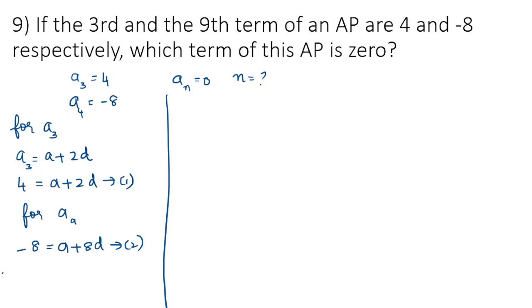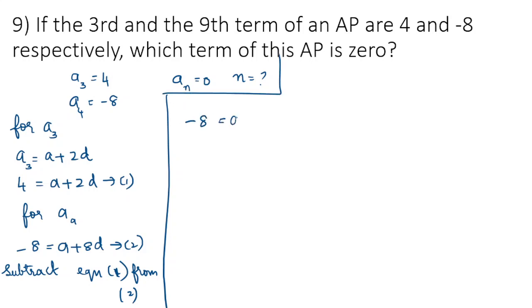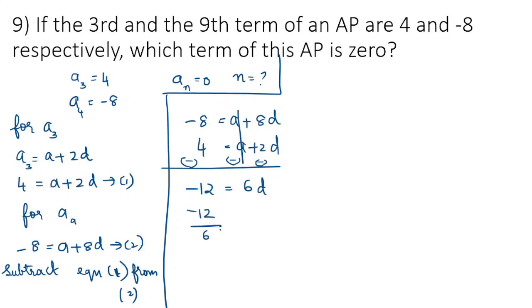Next, what we have to do? Subtract equation 1 from 2. So we'll write equation 2 first: minus 8 is equal to A plus 8D and 4 is equal to A plus 2D. Whenever we subtract, the sign changes. Minus 8 minus 4 is minus 12 is equal to, plus A minus A gets cancelled, 8D minus 2D is 6D. So minus 12 by 6 is equal to D, which means the answer is minus 2. D value we got as minus 2.